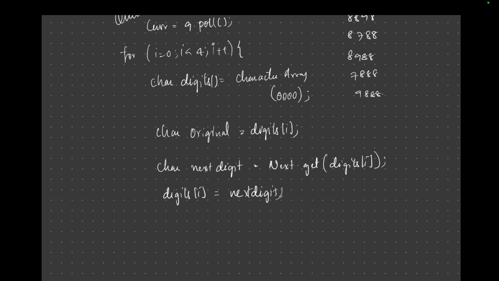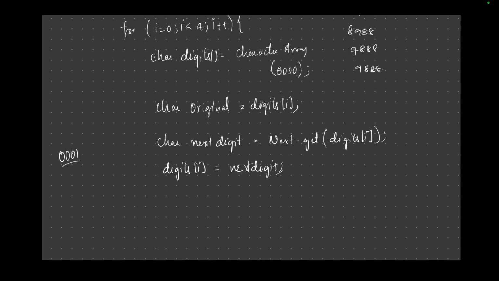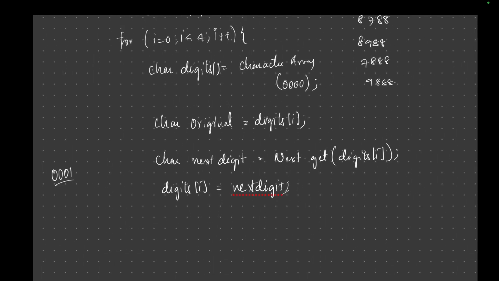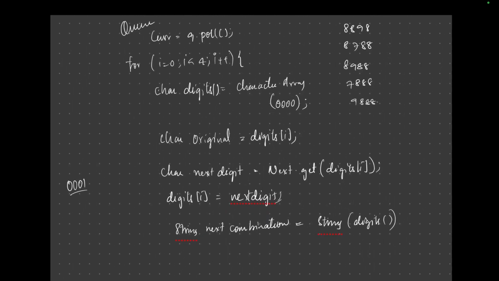Okay. So now our string is 0001, because the zero's next is 1. Now what we'll do is convert this particular character digits array to a string. So string nextCombination is equal to string of digits, right? And after this comes the checking condition. I'll quickly erase this off and we'll just go through.